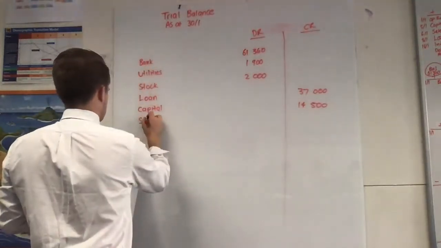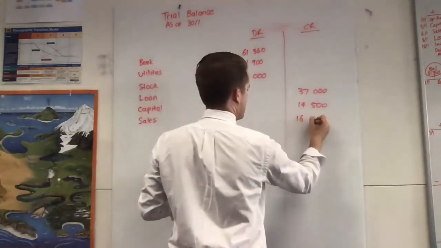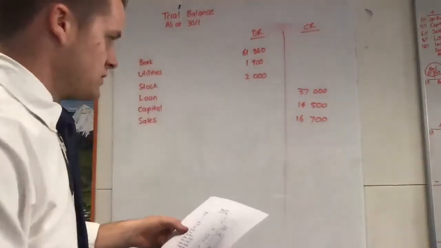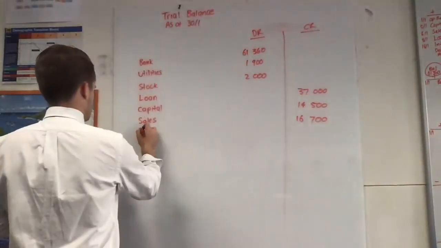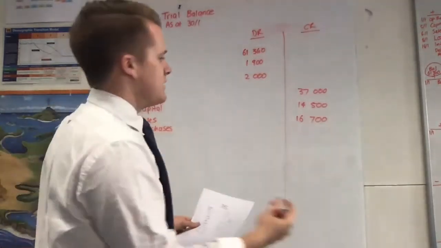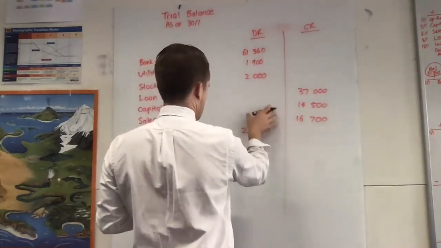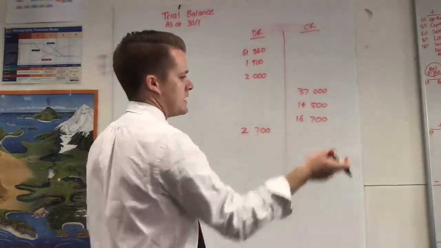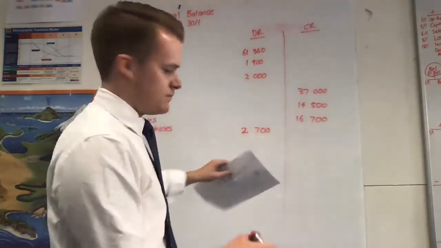Sales. Balance of that T account was $16,700 on the credit side. So it's recorded in the credit column here. Purchases. Again, look for the circle. The circle is on the debit side. So it's recorded on the debit side here. Another way to interpret that, the debit side of that T account is bigger than the credit side by 2,700.